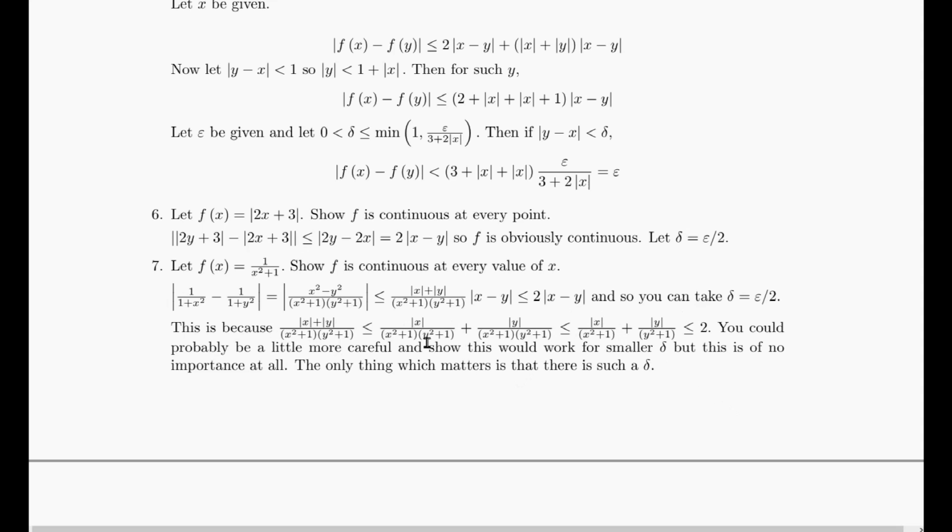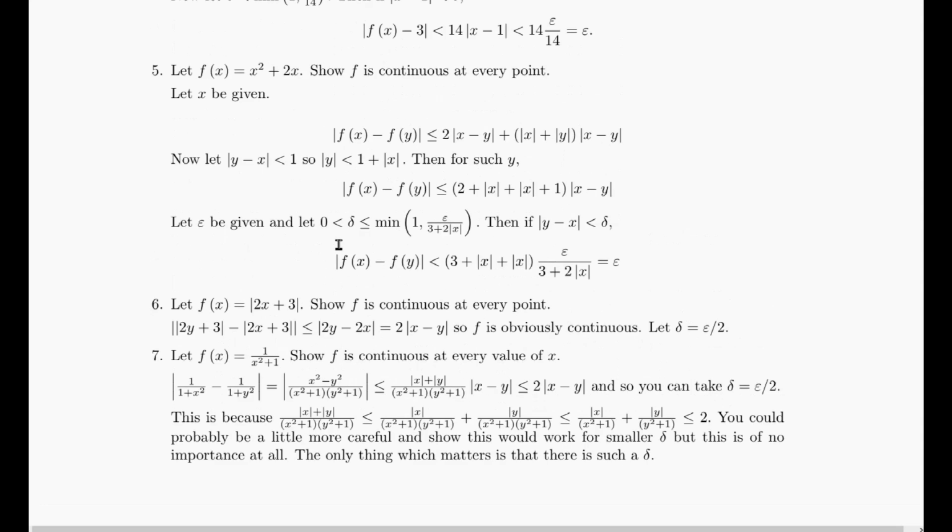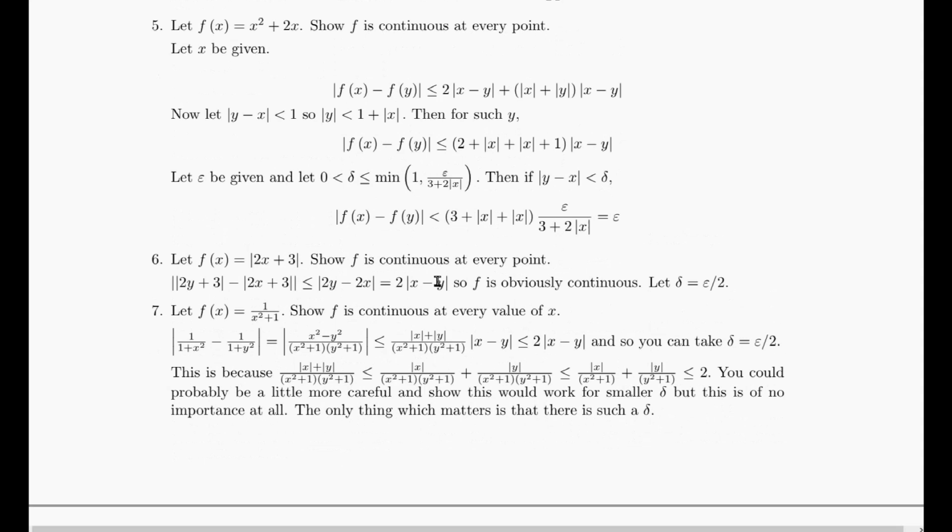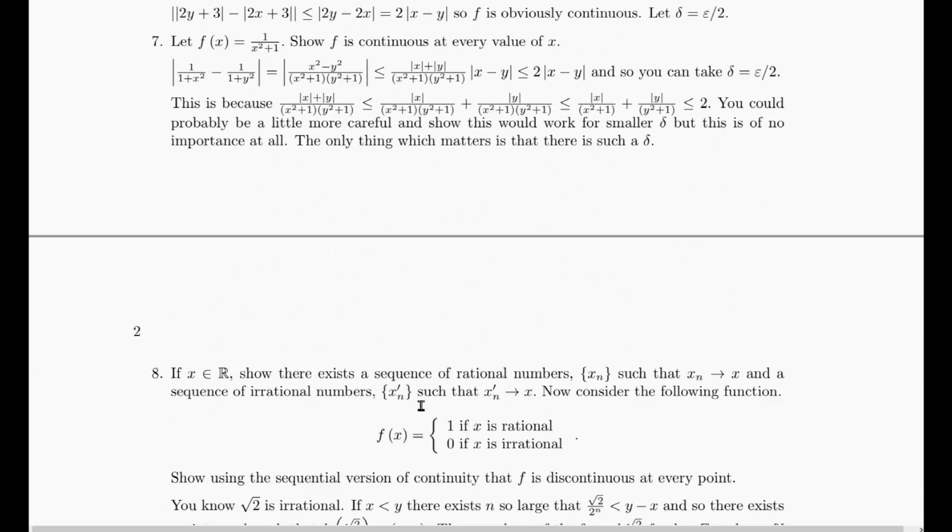Now I want to point out that in this problem and this problem, the delta that I chose did not depend on the point x at which I was looking. That means that the function is uniformly continuous. More on that a little later.